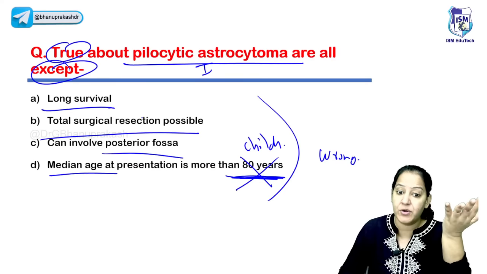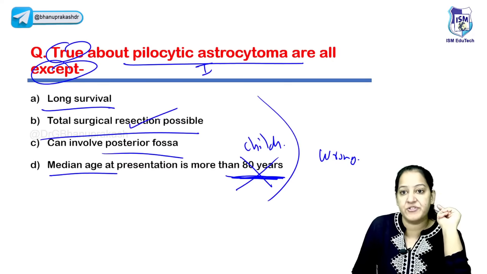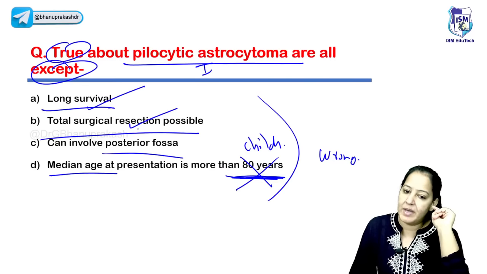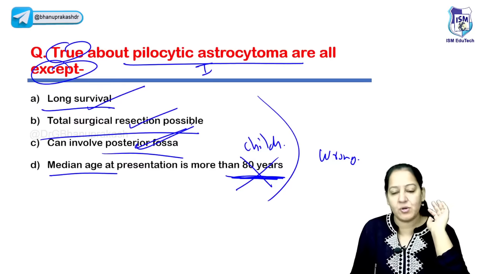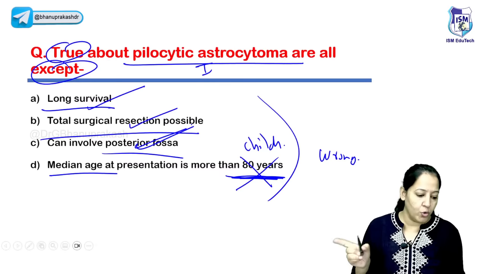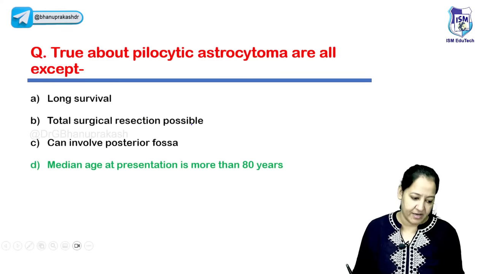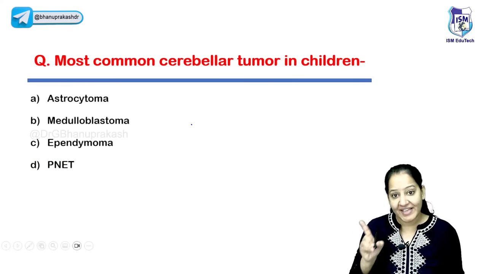It is having very good prognosis. 100% surgical resection is possible. Prognosis is also very good. Survival is also very good. It occurs in cerebellum, so posterior fossa is also good. But it doesn't occur in old age. Yes, it occurs in children. Absolutely right.